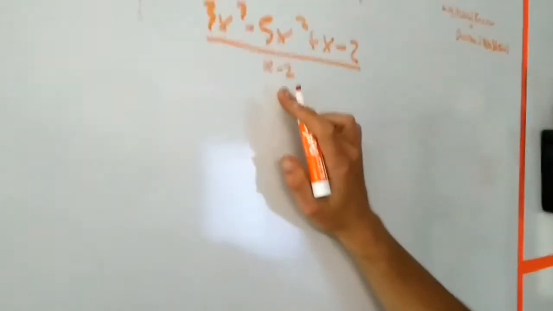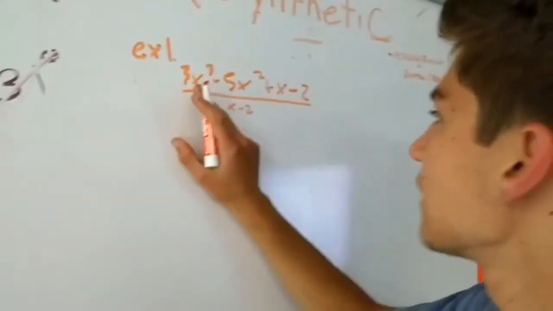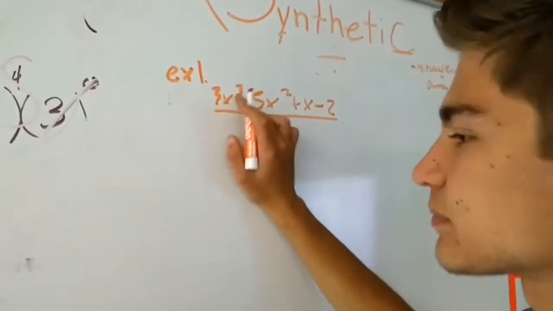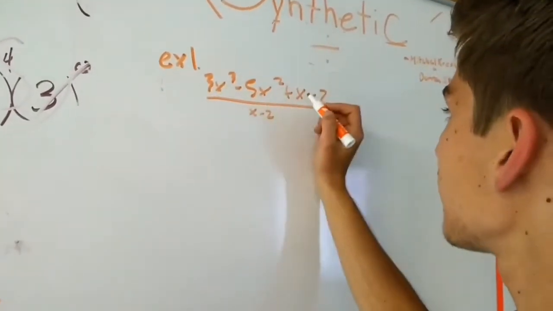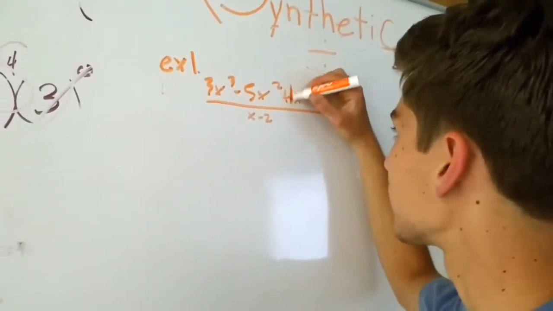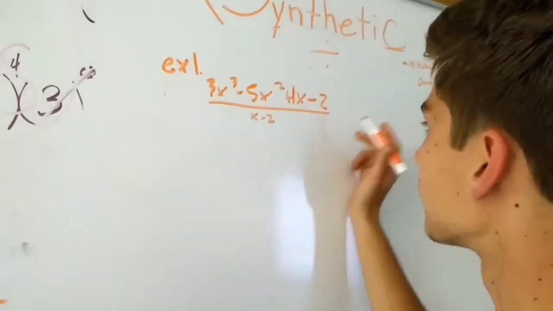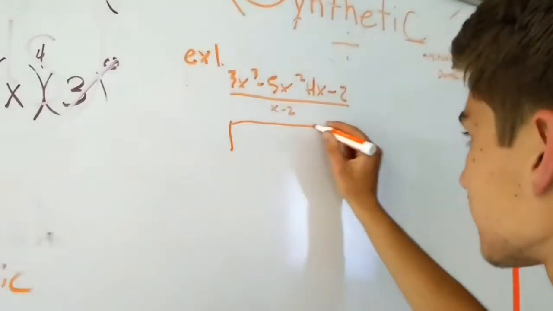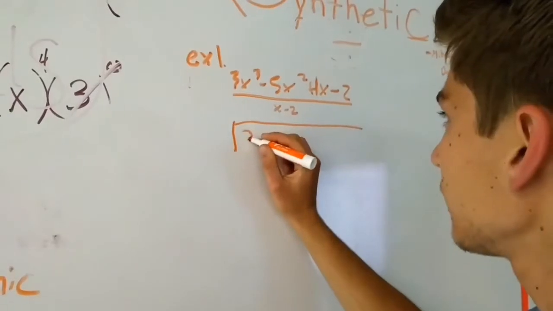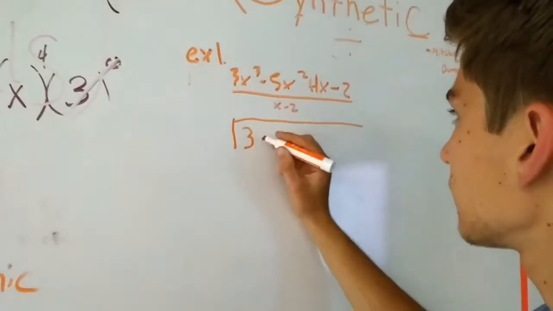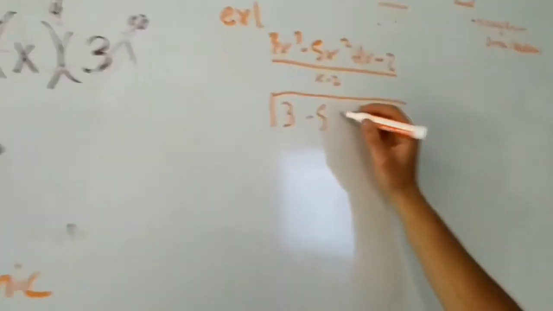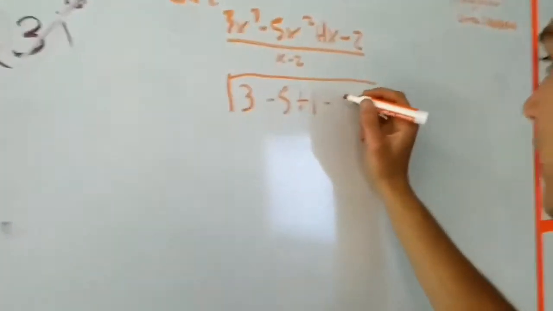So here what you're going to do is set it up almost like it's normal division. You're going to take the coefficients of this problem. That's going to be the 3, the 5, the invisible 1 right here. Remember there's a 1. And then the 2. So you're going to make a box kind of, like this. You're going to put 3 without the x and without the exponent. Minus 5, without the x and without the exponent, once again. Plus 1. And minus 2.